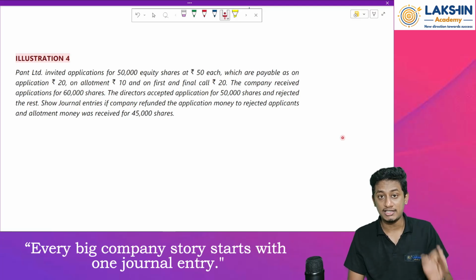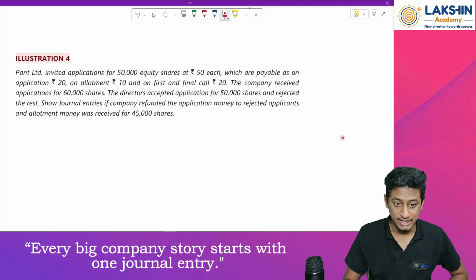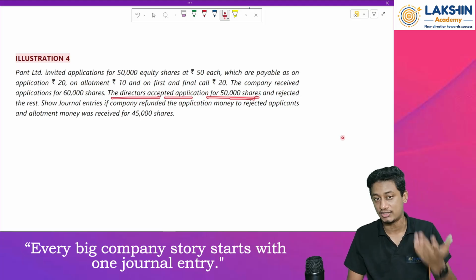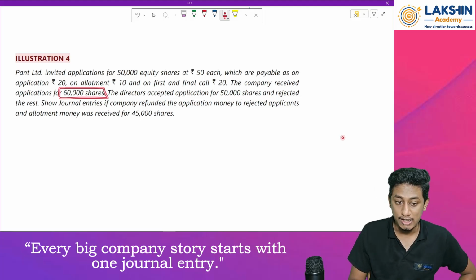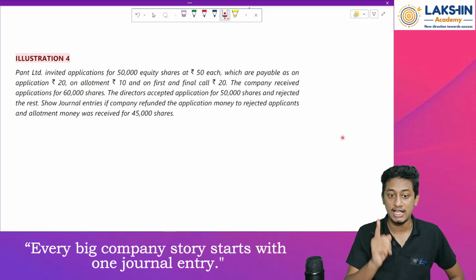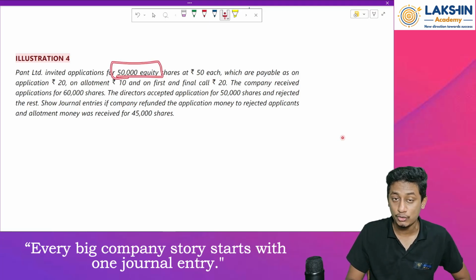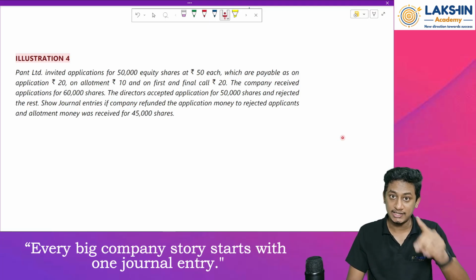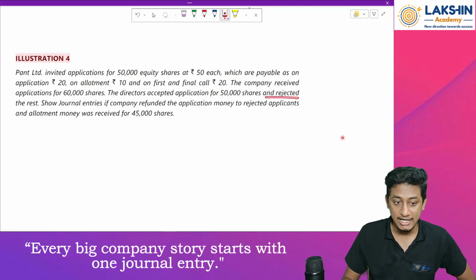The applications were received for 60,000 shares, right? The directors accepted the application for 50,000 shares. Obviously, they should accept only 50,000 share applications. They cannot approve the application for the remaining 10,000 because they have already asked for 50,000. So you cannot accept for more than that. Less than that, you can agree. No issues. And rejected the rest.